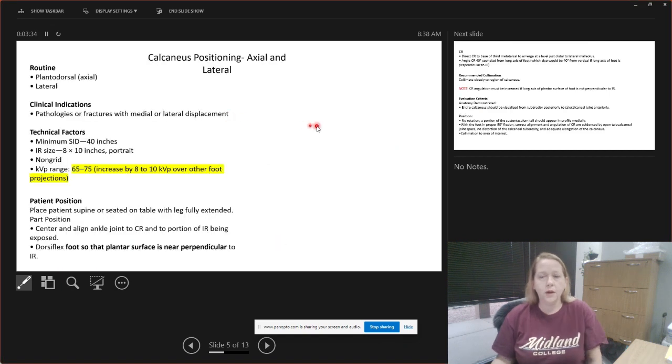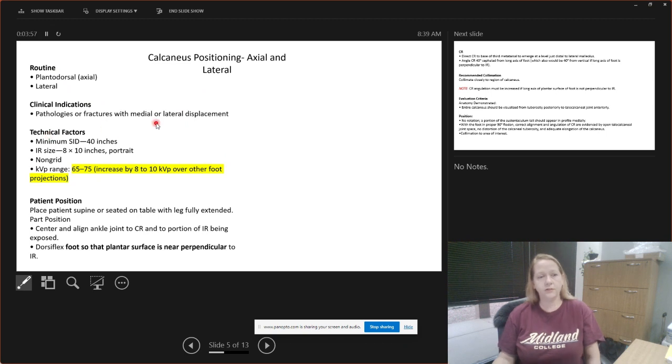There we go. Okay, so positioning for the calcaneus is kind of fun. The first position that we have is an axial position, and it is called planto-dorsal. All right, and I'll show you a picture of that here in just a second. Plus the lateral. Now the lateral is the easy one. We'll get into the lateral after the end.